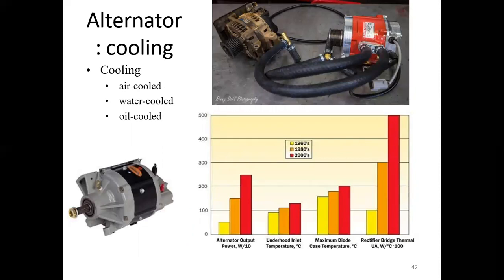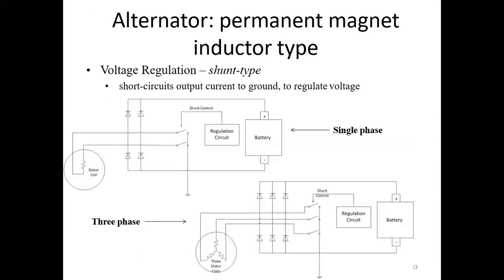Alternator cooling system: there are different cooling systems, that is air cooled, water cooled, and oil cooled conditions. Voltage regulation: shunt type, single phase and three phase models.